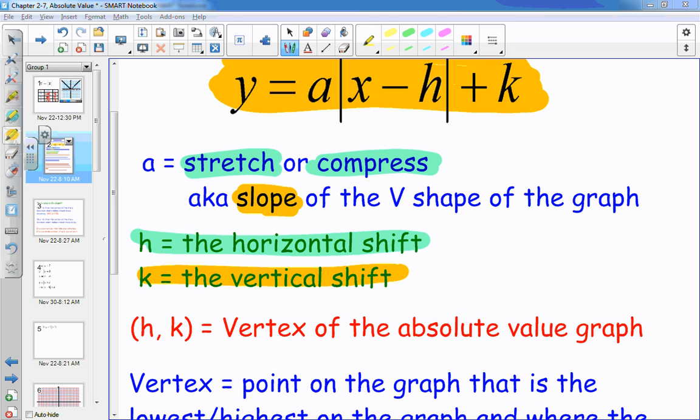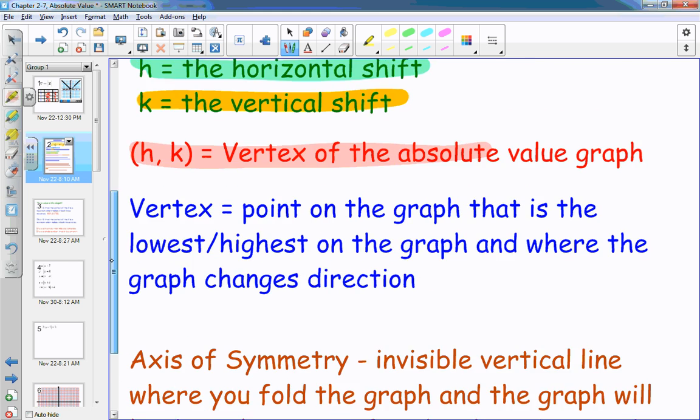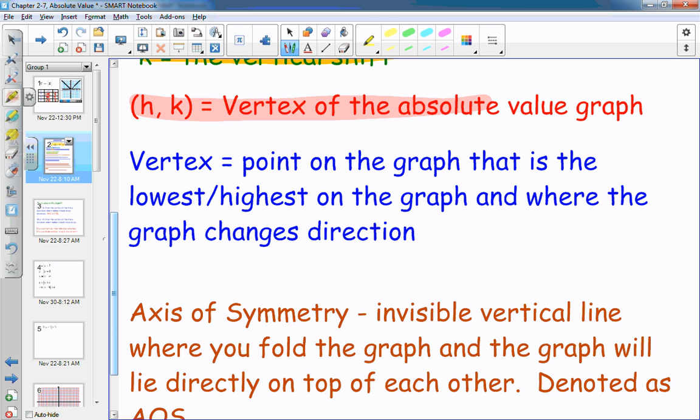So h moves it left and right. k moves it up and down. This creates what we have as a vertex. In other words, this is where we have a maximum point or a minimum point. Maximum points mean I am at the top of a what? Mountain. I went up the mountain, and then what happened at the vertex? At the maximum point, I then change direction, and I go down the mountain.